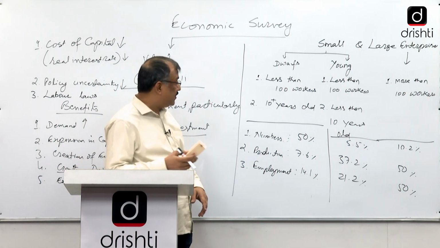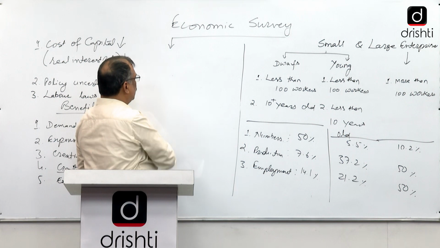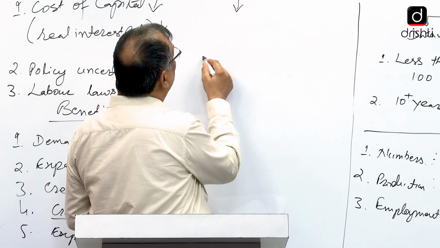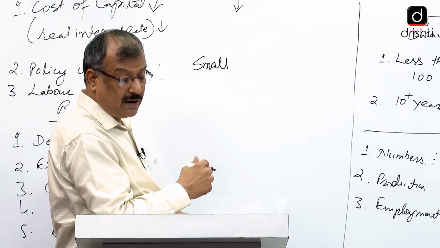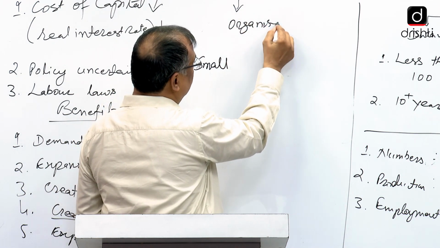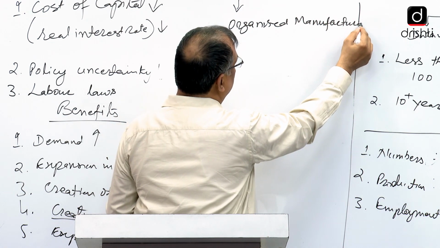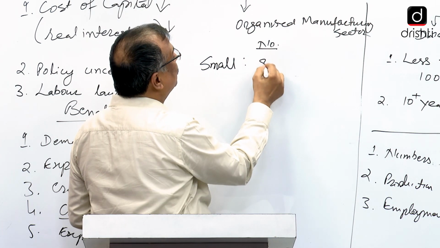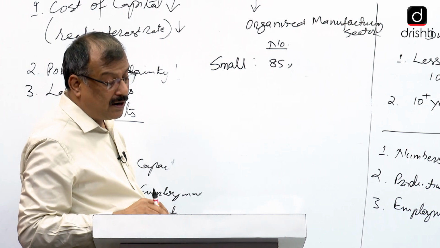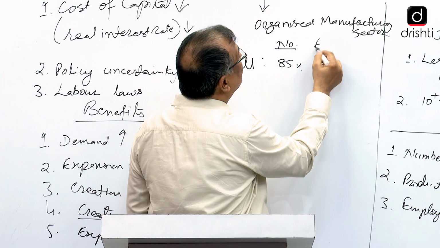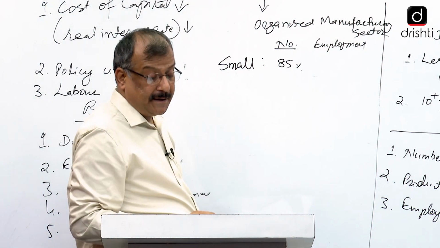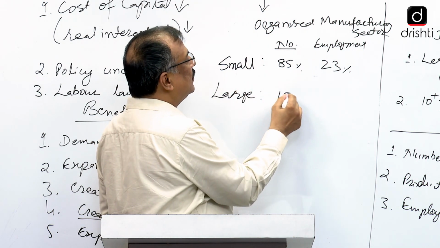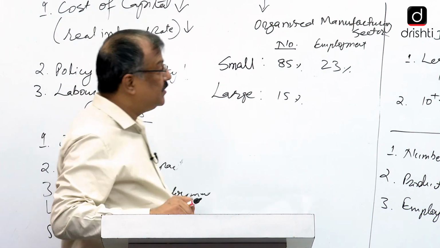The data has been presented again in another way to show the relative importance of small and large enterprises, among them old and new ones. It is said that all the small firms in organized manufacturing, if you look at all the small firms, their number is 85%, and their total share of employment is 23%. Large firms, on the other hand, number only 15% in organized manufacturing, but their share of employment is 77%.